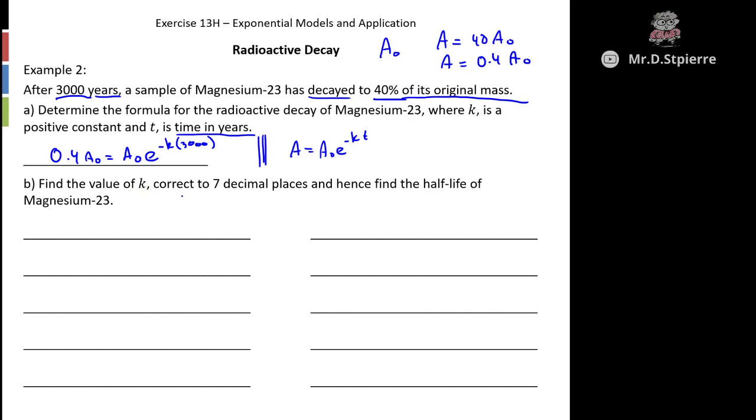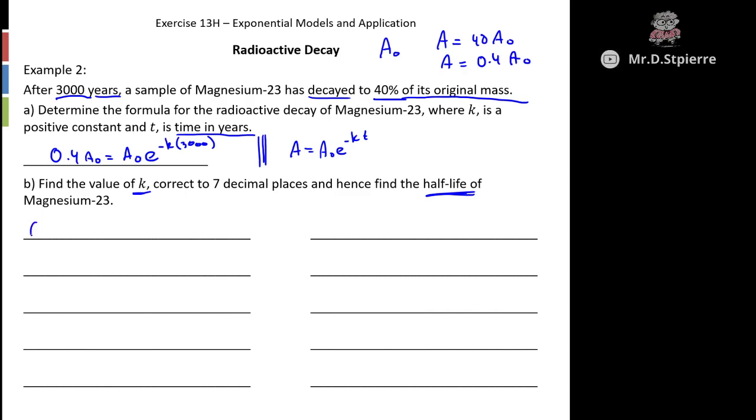Find the value of K, correct to 7 decimal places, and hence find the half-life of magnesium-23. So there's 2 parts to this. We first need to find K, and then how can we use K to find the half-life? Because that's generally what we want to know about certain radioactive materials, the half-life, because once we know the half-life, we can then make predictions and use the amount of elements in items to carbon date them. That's effectively what they're doing, looking at the carbon decay of an item, how much carbon's left in it. So let's have a go.